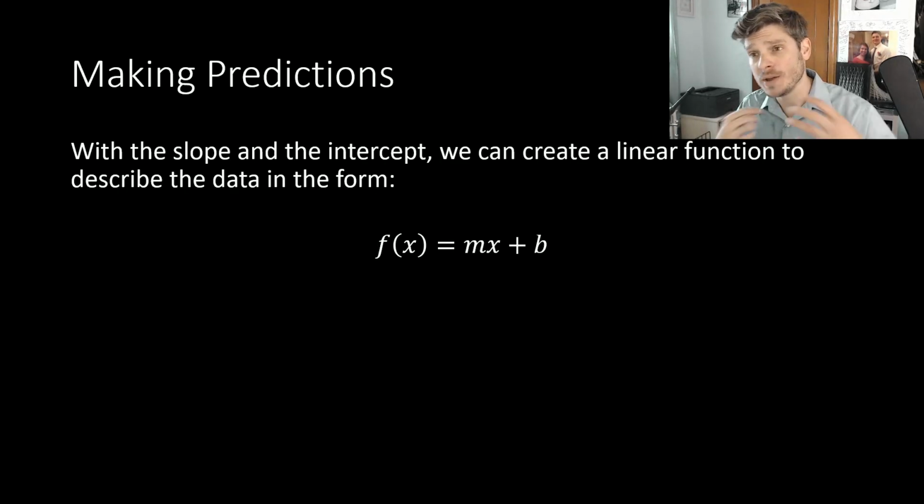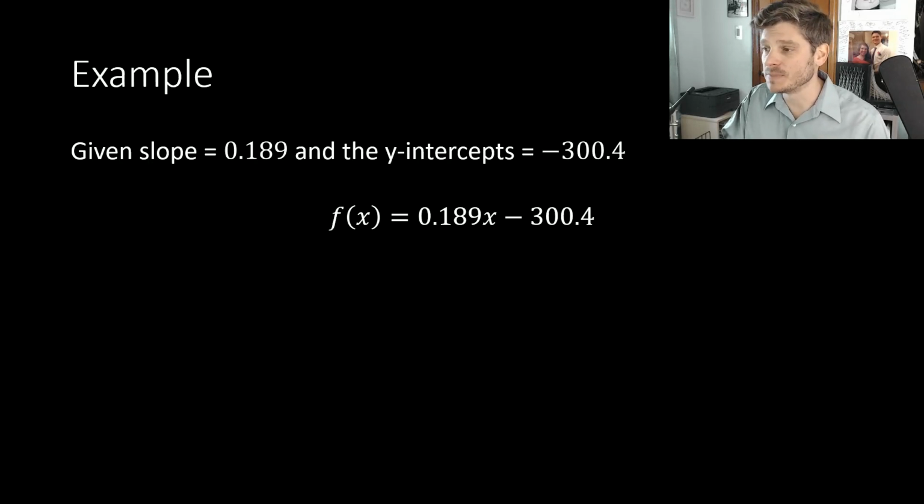Now, the important part. How do I make predictions? Now that I know the slope and the intercept, I want to make predictions about life expectancy. Well, we can create a linear function now based on the data using that mx plus b form, right? y equals mx plus b, or f of x equals mx plus b. Now, we know that the slope was the 0.189. The y-intercept was negative 300.4. So, yeah, there we go. We plug that right in. So f of x equals 0.189x minus 300.4.